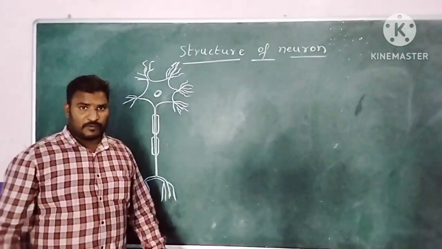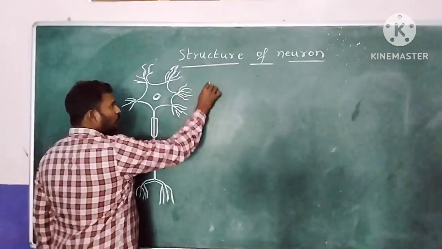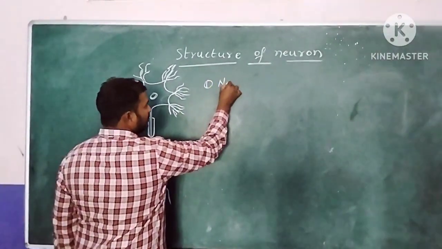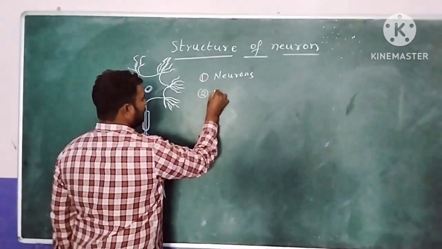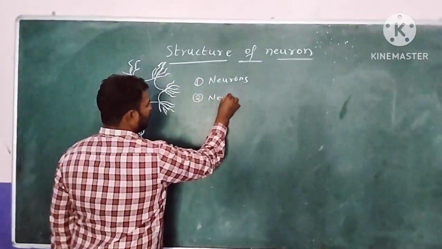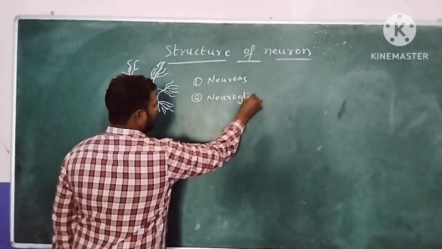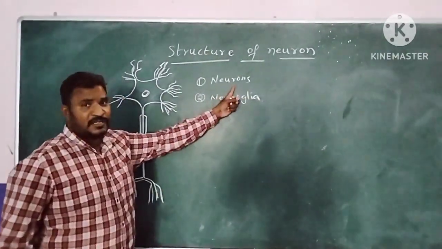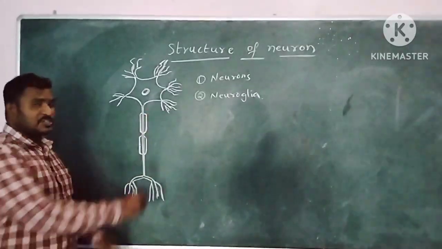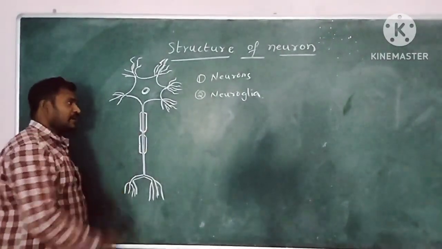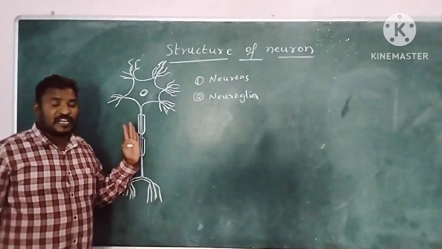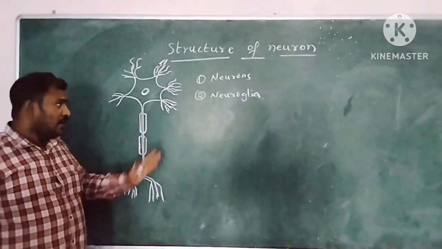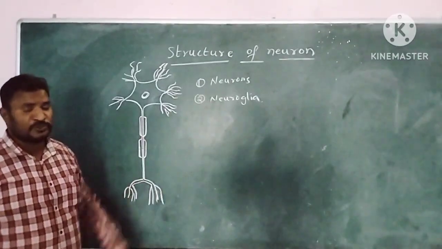The nervous system is made up of two types of cells. One type is called neurons and the second type is called neuroglia. Neurons are the structural and functional units of the nervous system, and neurons also help in the generation of action potentials. And the second type of cells are called neuroglia.